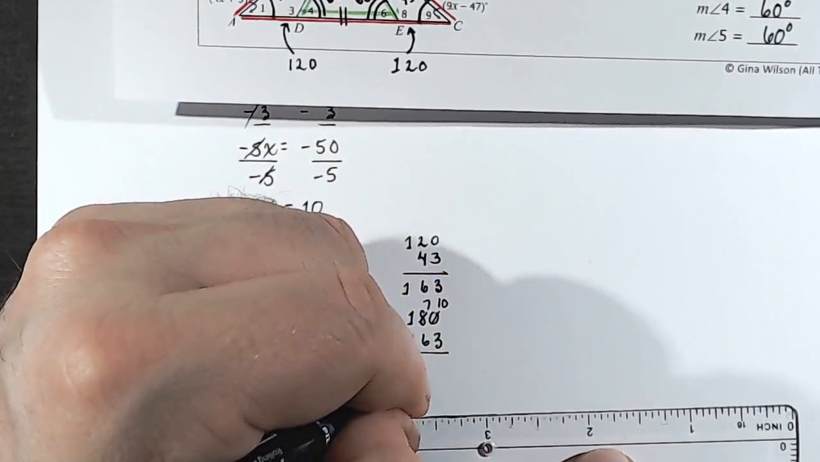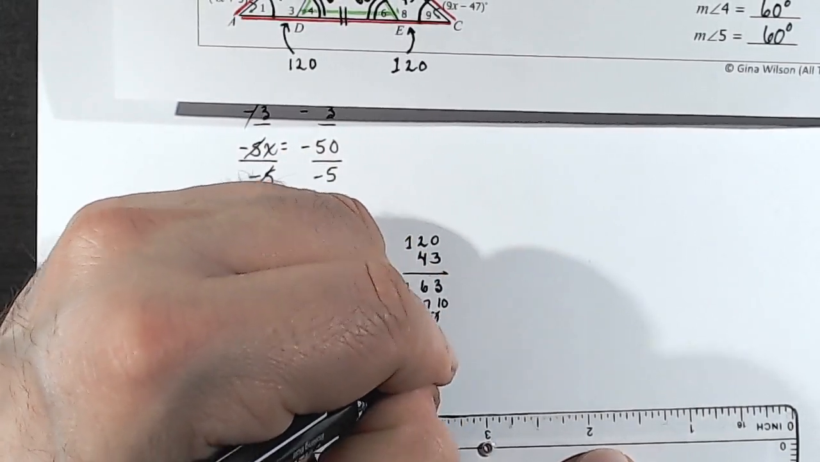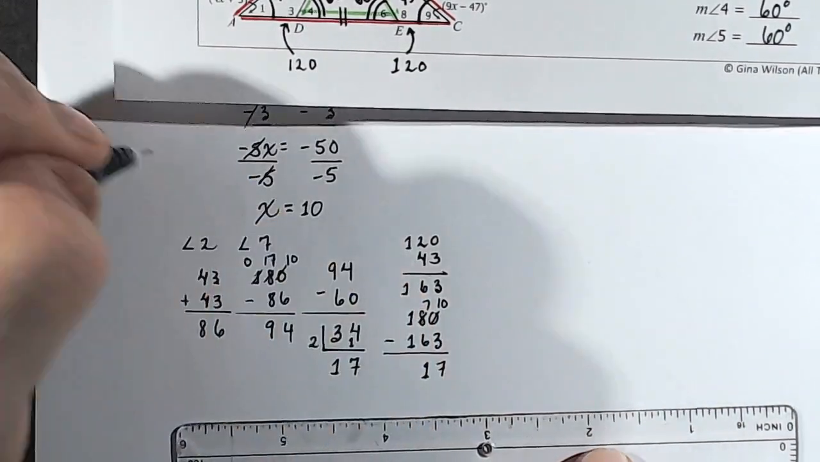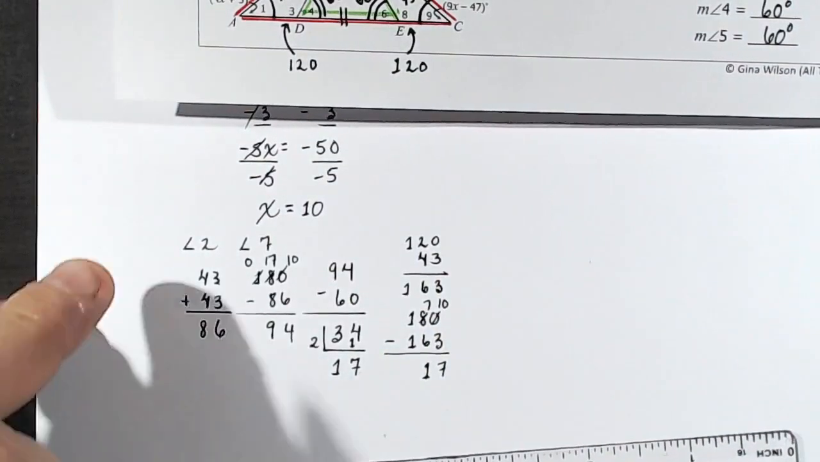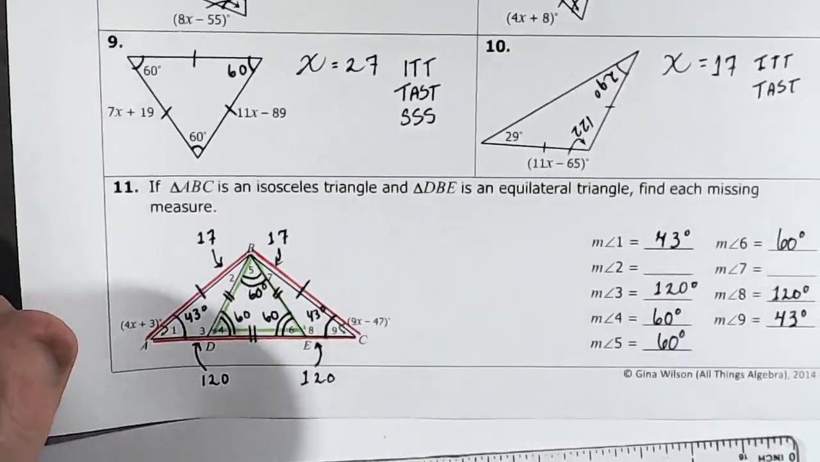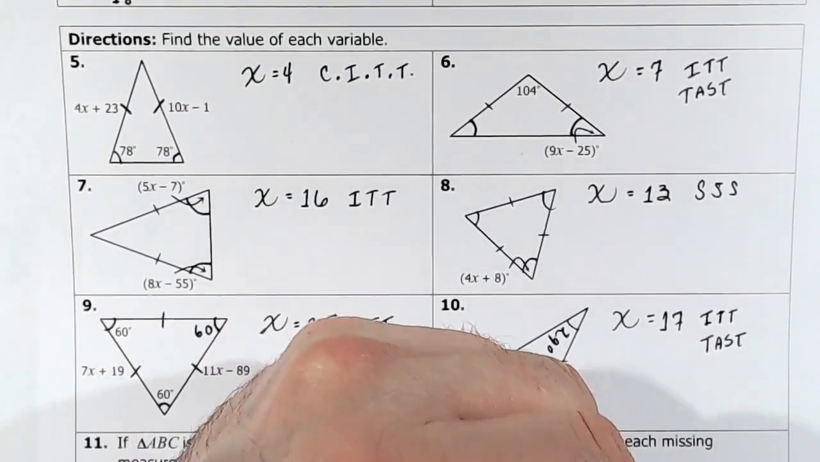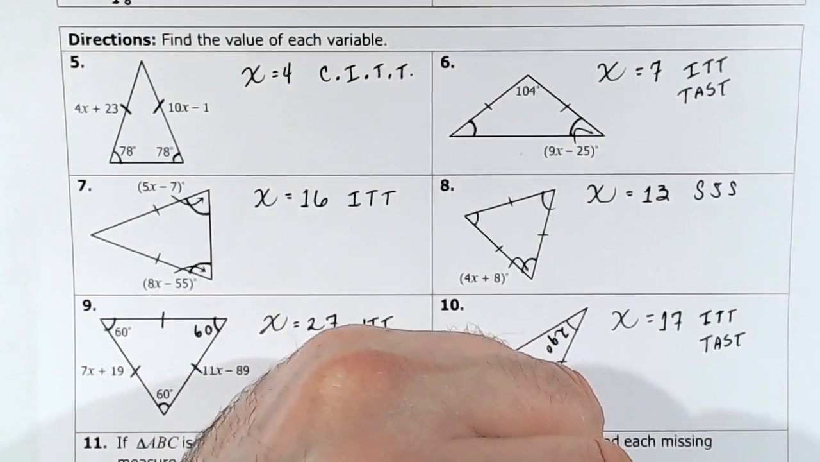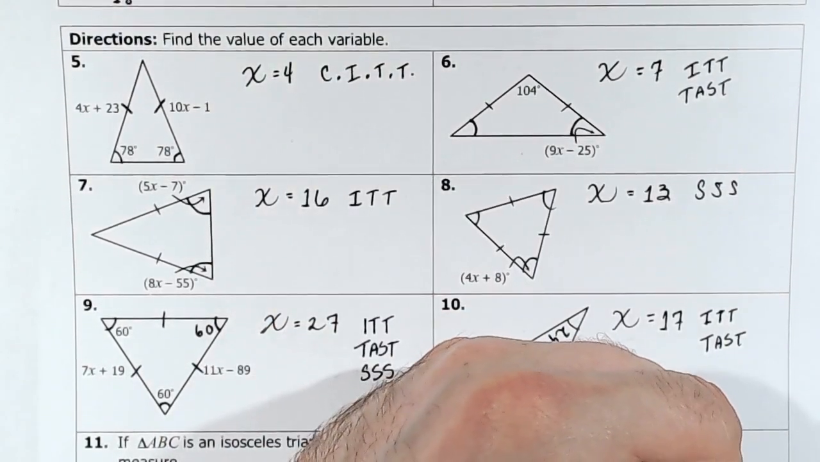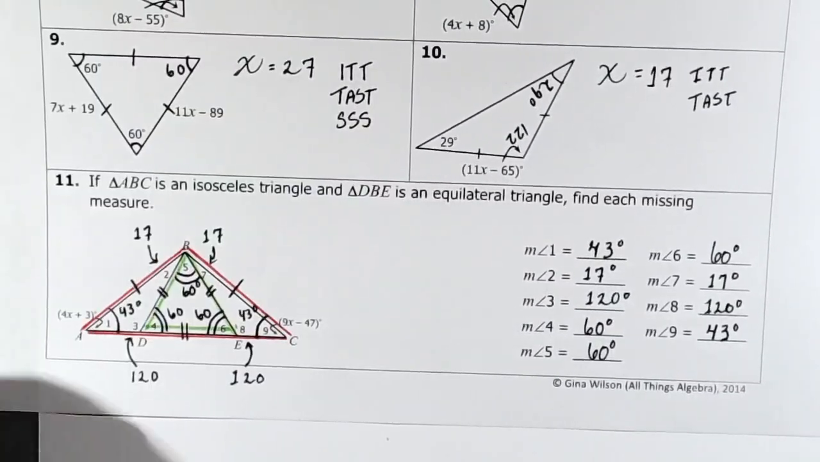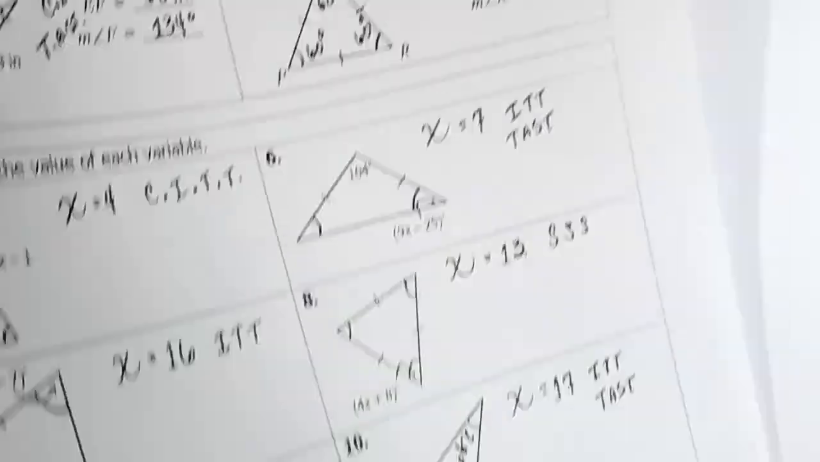Three from 10 is 7. 6 from 7 is 1. All right, so I get 17 by the triangle angle sum theorem, just to prove to you that that was right. So angles 2 and 7 are both 17. And now we've solved all the measures of the triangle there.